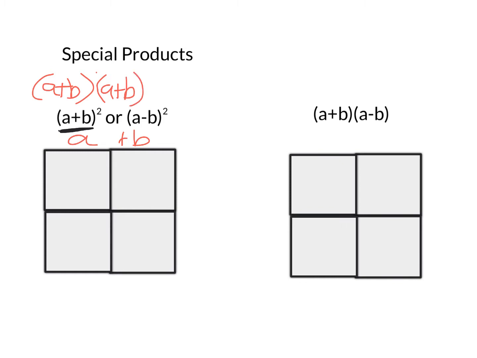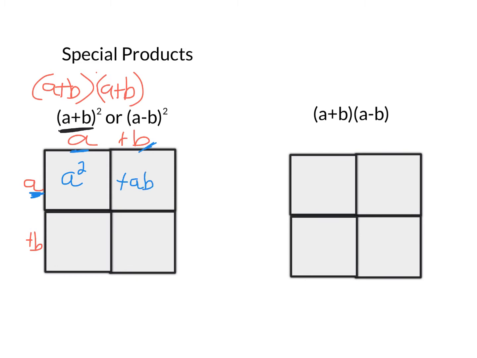Okay, so we have it twice. So we're going to do the first a plus b here, and we're going to do the second a plus b here. Then we're going to multiply to each box. In this case, this first box is going to be this a times this a. So a times a, as we all know, is a squared. Now we're going to take this a again times this b here. So a times b is positive ab.